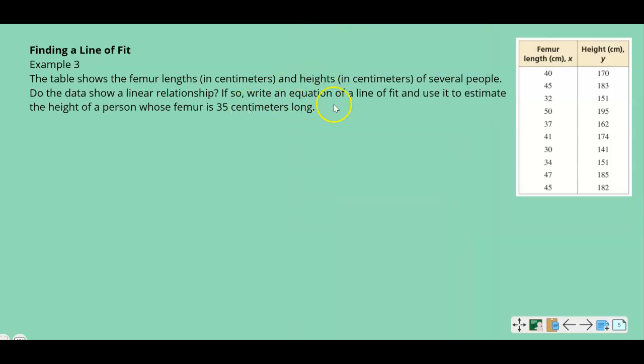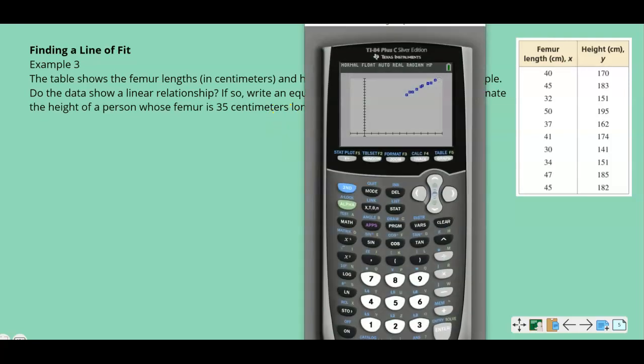And then it says, if so, write an equation of the line of fit and use it to estimate the height of a person whose femur is 35 centimeters long. All right, so let's go ahead and turn on our correlation coefficient. If you do second catalog, go down to diagnostics. You may be able to hit D. I always just scroll down through here, but go to diagnostics on.